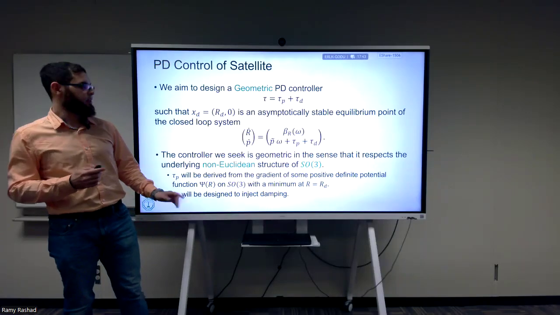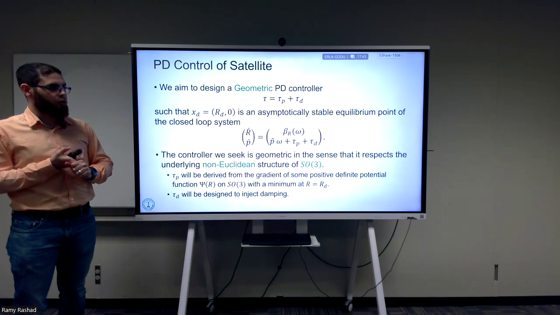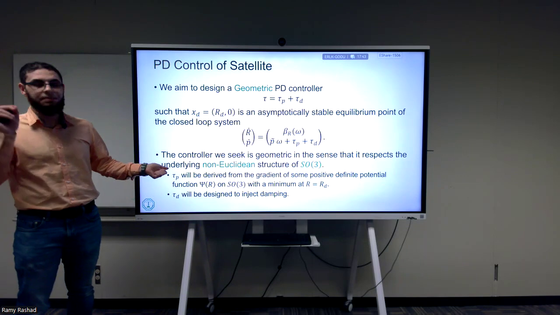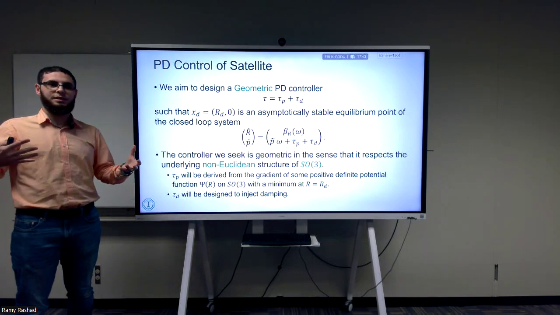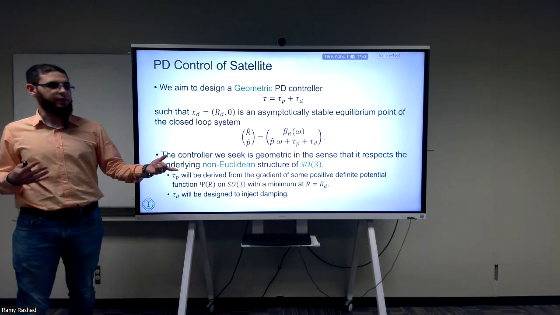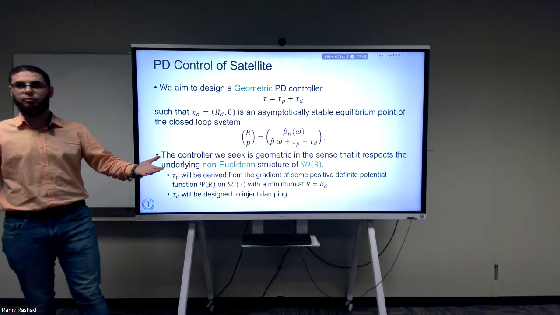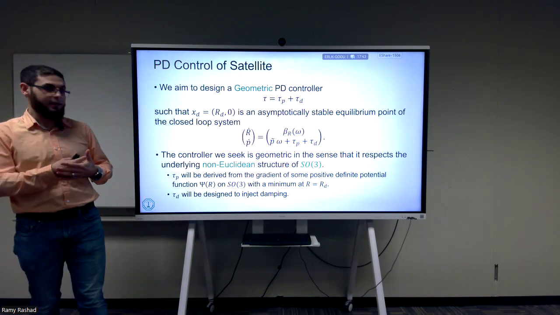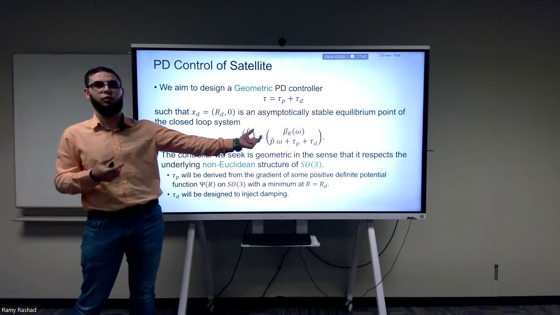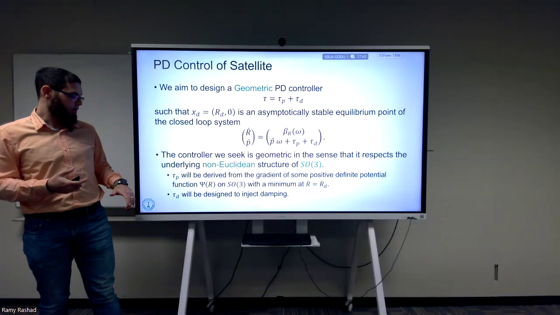Okay. So we aim to have a geometric controller. What does a geometric controller mean? We want it to respect, or satisfy any constraints that we have from the non-Euclidean structure of SO3. Okay, so SO3 is not a vector space. Okay? You know that for sure by now. And then, designing this tau P and tau D will not be an easy task, if we want to have this geometry being respected.